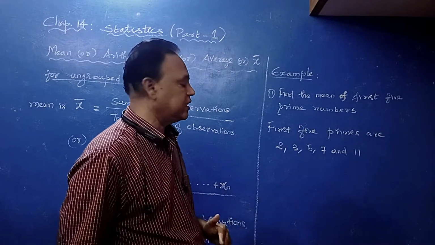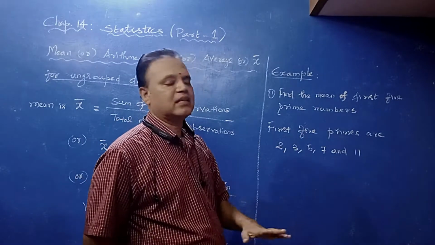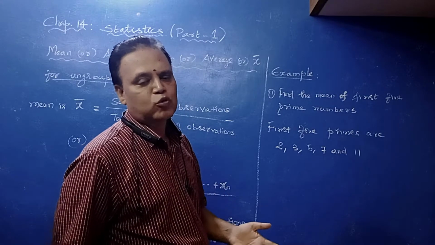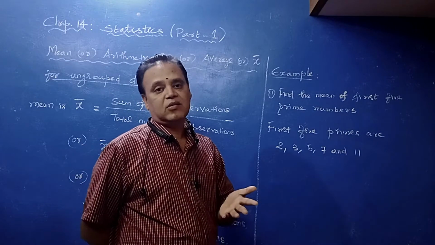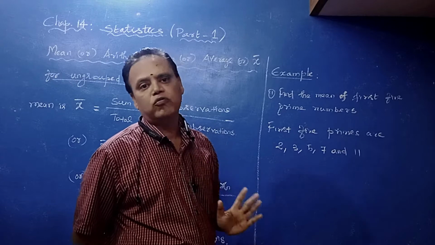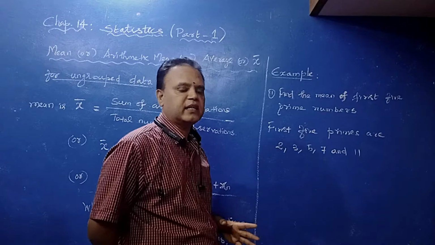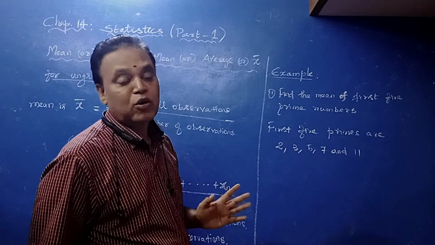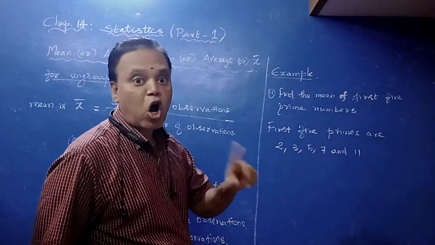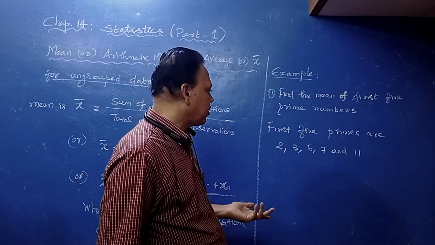So 1 is neither prime nor composite, because 1 has only one factor. Prime number means exactly 2 factors, but 1 has only one factor. 1 is a factor only. That's why 1 is neither prime nor composite. You remember that.